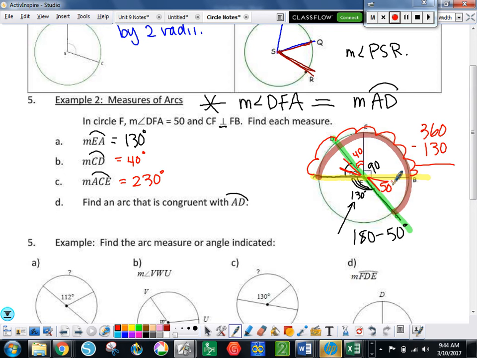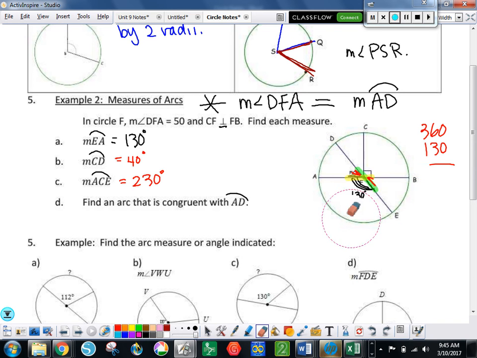All right, now that this is a complete mess. Slightly bigger. Okay, let's do the last one. Find an arc that is congruent with arc AD. So what arc is congruent with arc AD? BE. I know those are congruent because again, what Natalie said, this angle right here and that angle right there, they're related because they are vertical. And if they are vertical, then their arcs will be the same.